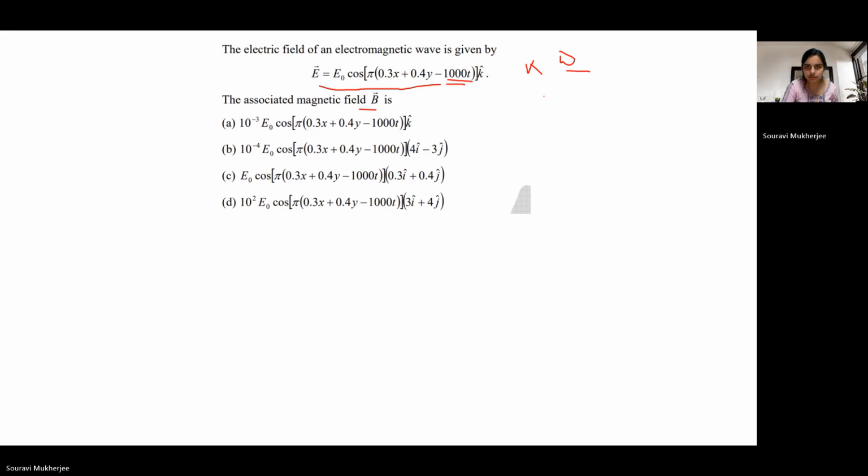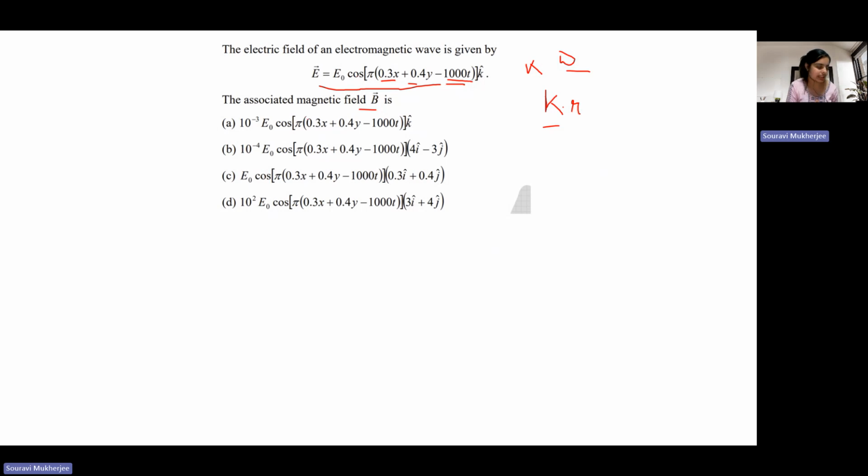And here, in the most general case, we know that the spatial part is given as k dot r, which is nothing but kx into x plus ky into y plus kz into z. So here it is telling you that your kx, if you compare, you would get that kx is given as 0.3 pi, ky is given as 0.4 pi, kz is 0, right? So that means you know k, the k vector, which is kx i cap plus ky j cap plus kz k cap, right? So if you know kx, ky, kz, you know k, the k vector. So you know k, you know omega, you know the expression of electric field.